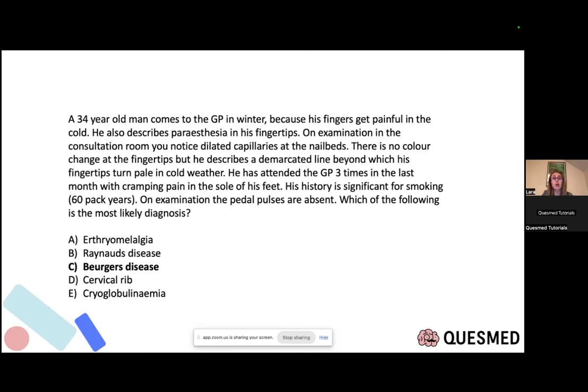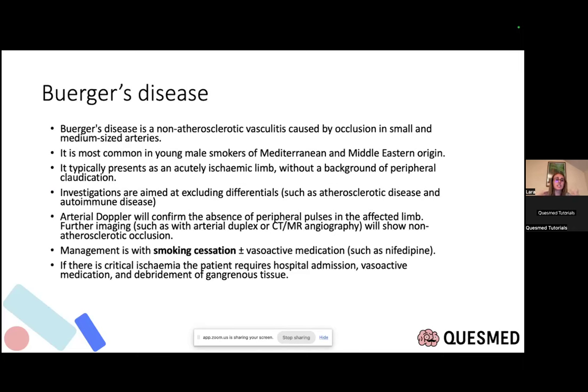You're absolutely right. He is presenting with Raynaud-like symptoms. They're turning cold in the winter, which I can understand makes you think about that. But that doesn't explain this cramping pain in the sole of his feet, and it doesn't explain why his pedal pulses are absent. You don't get that in Raynaud's. What it is suggesting is that there is a systemic problem with his vasculature.